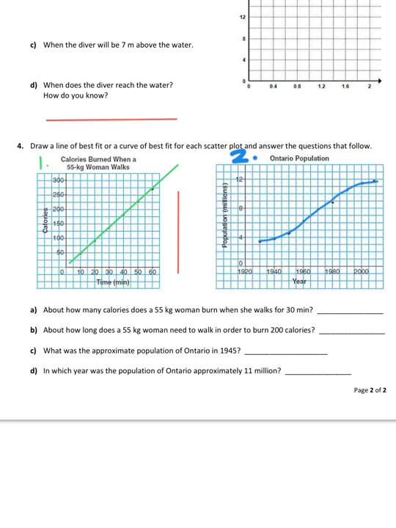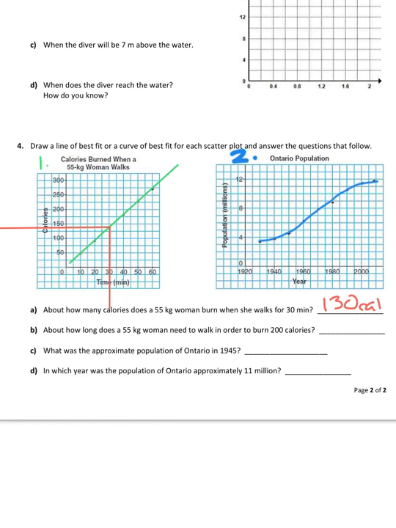Okay, now it's time to predict some values. So part A, about how many calories does a 55 kilogram woman burn when she walks for 30 minutes? So let's go to 30 minutes, read up, and remember we're reading off of our line, not necessarily our dot. And I would read that to be approximately 130 calories.